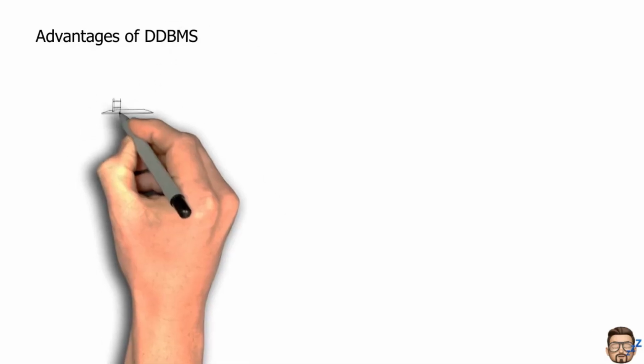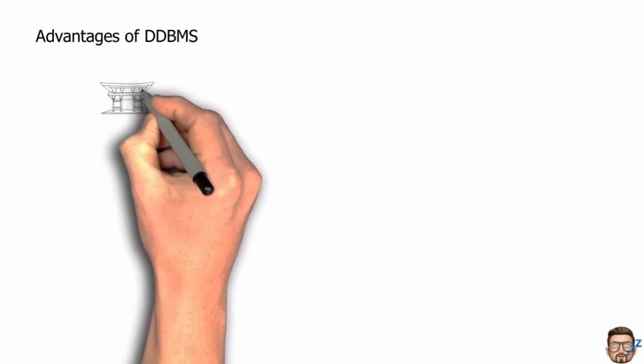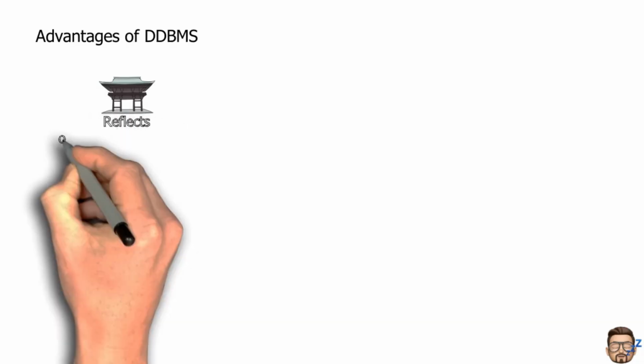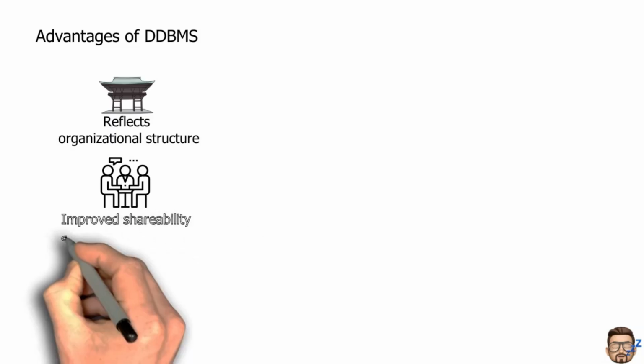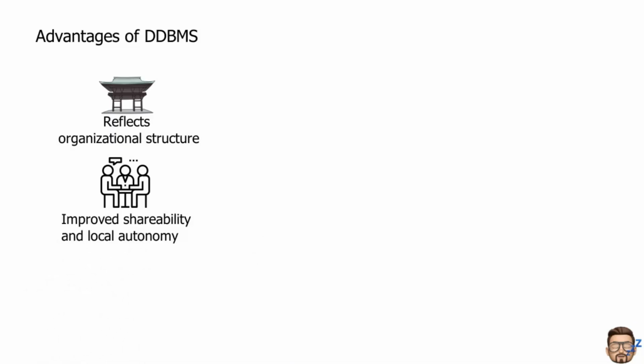The first one is reflects organizational structure. Many organizations are naturally distributed over several locations. The company headquarters may wish to make global inquiries involving the access of data at all or a number of branches.